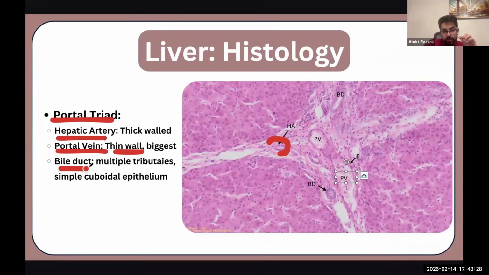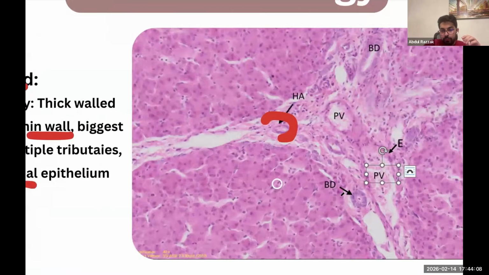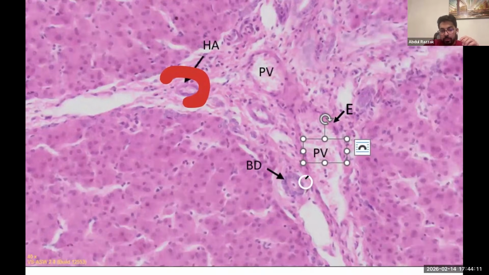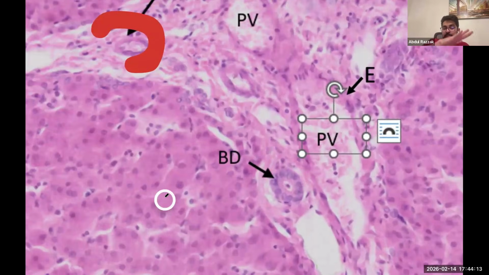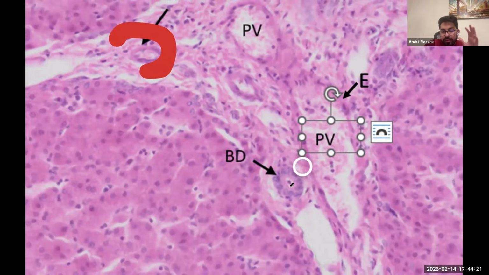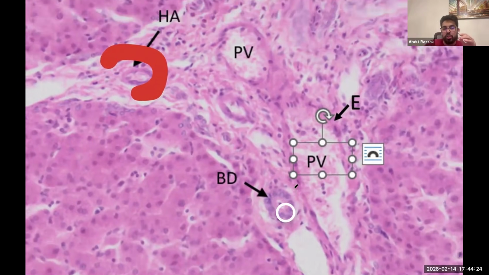The last part is the bile duct. So you're going to see multiple bile ducts that are eventually going to join with each other. What you need to know is that you're going to probably see multiple bile ducts in one image. So how do you identify them? They have a simple cuboidal epithelium. If you zoom in here, you can easily tell that this is a cuboidal epithelium. The nucleus is not flat, it's not squished, and it's standing well. Tamam? It has its own shape and its own architecture. Okay, and you can tell they are square in shape.